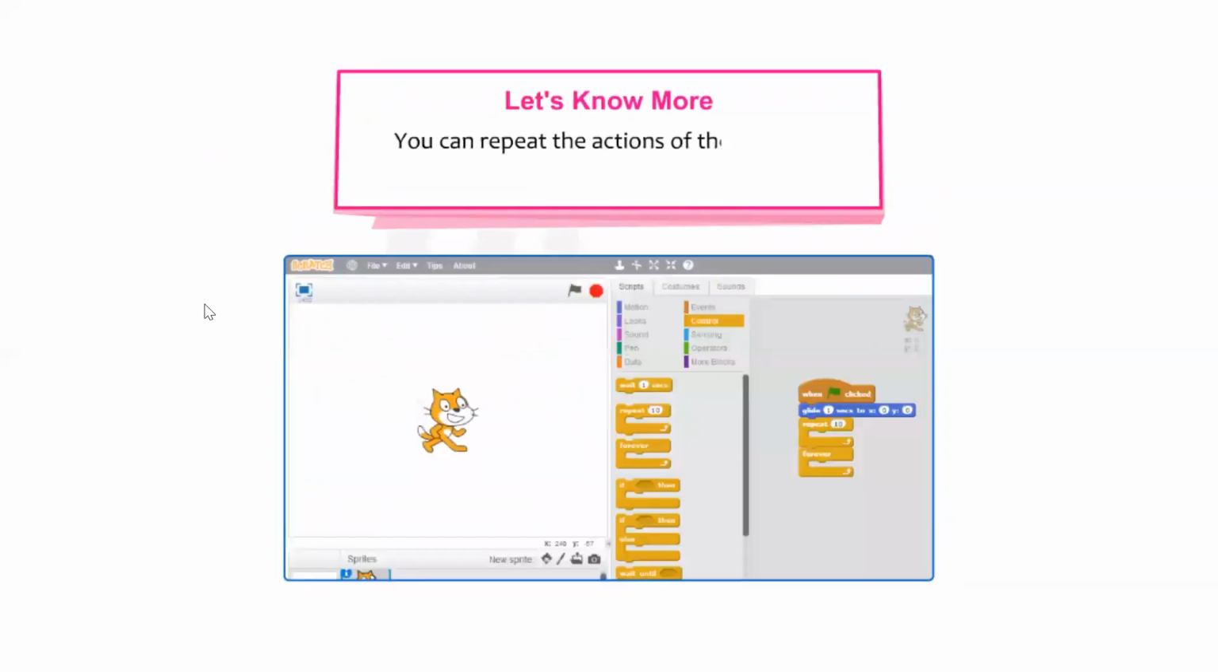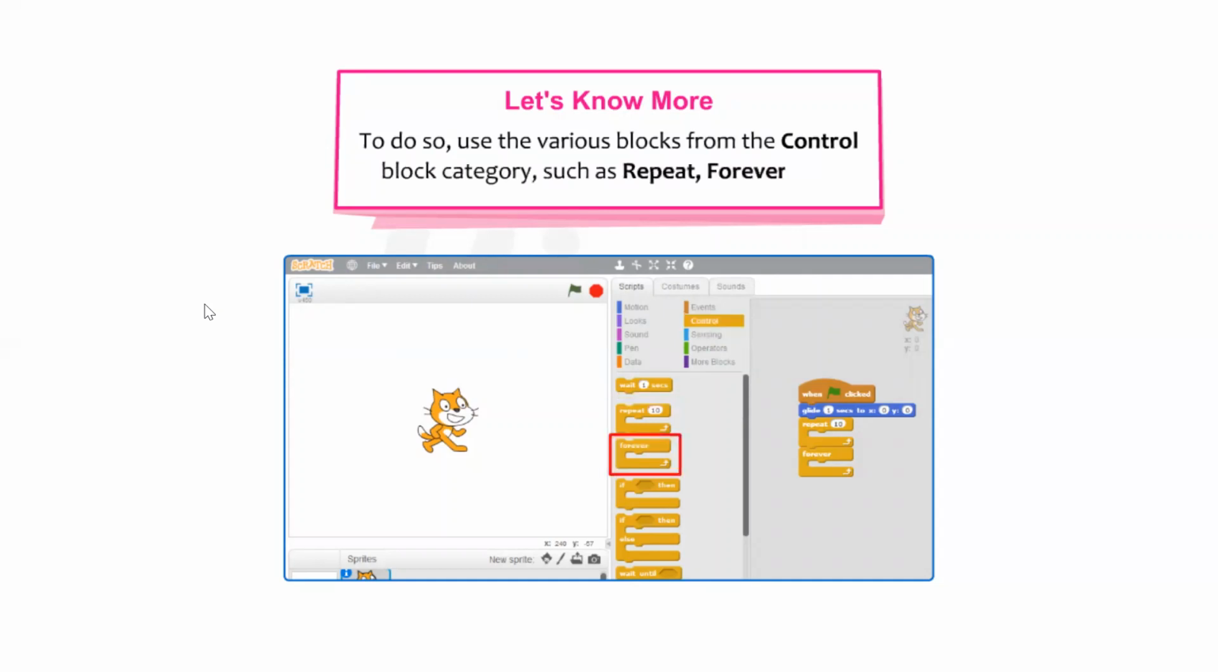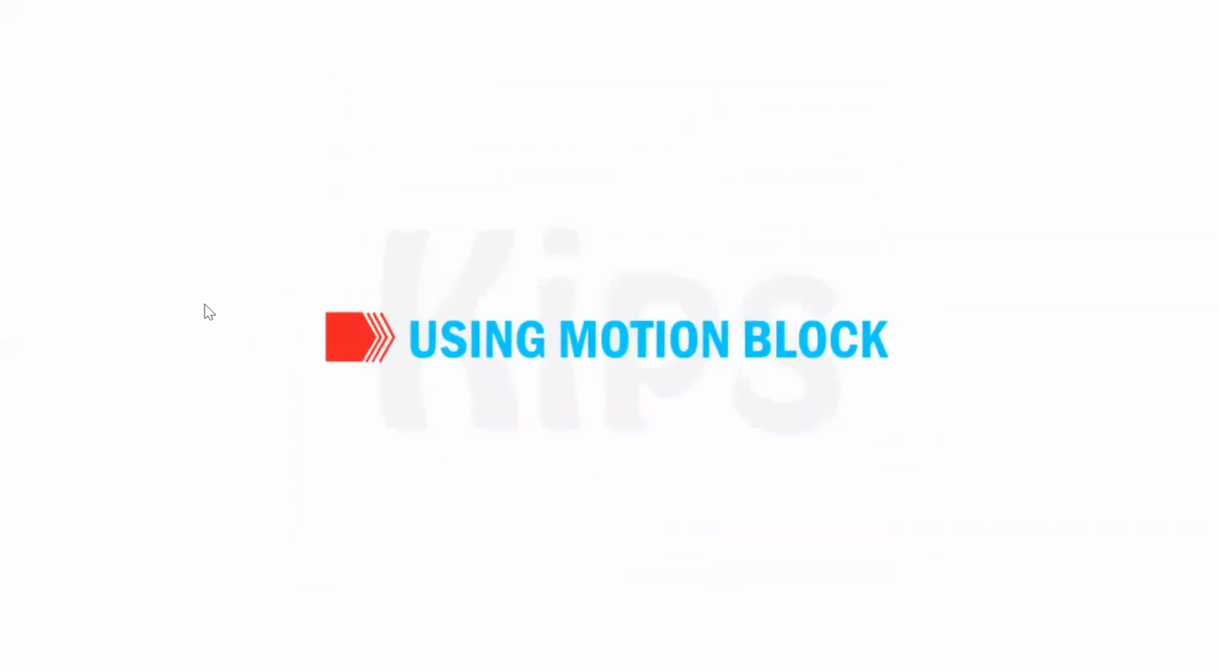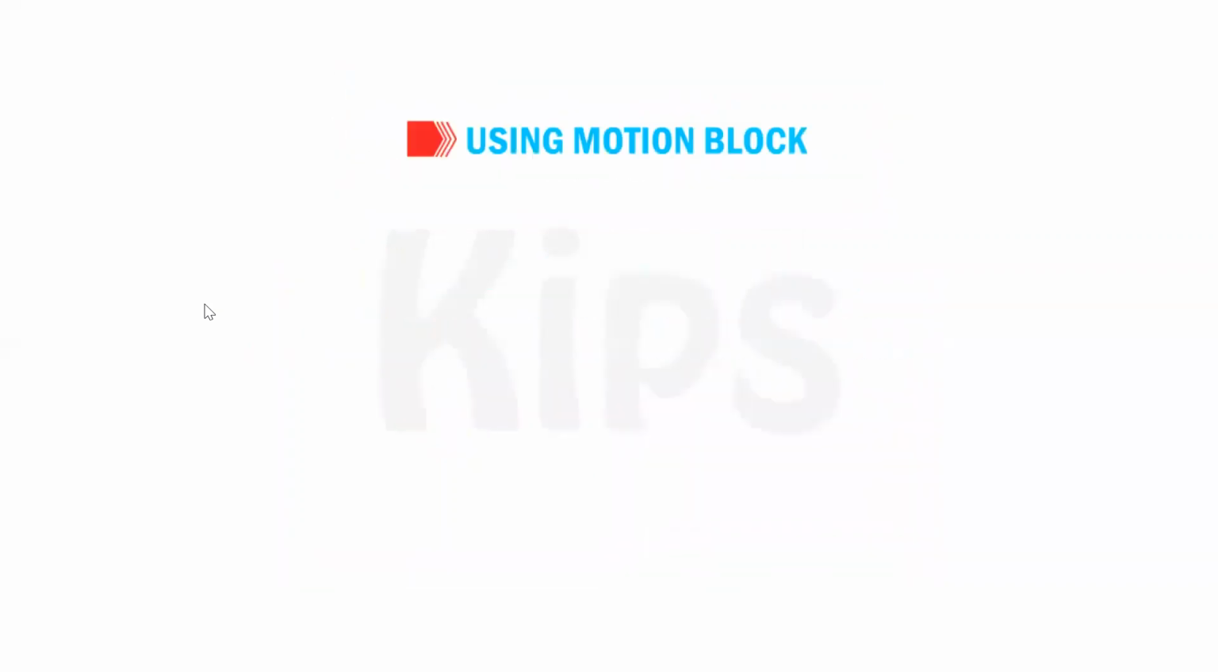Students, let's know more. You can repeat the actions of the sprite as many times as needed. To do so, use the various blocks from the control block category, such as repeat, forever, etc. Let me explain to you how to use motion blocks.